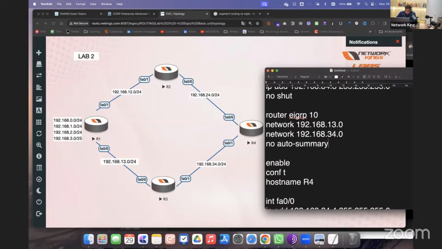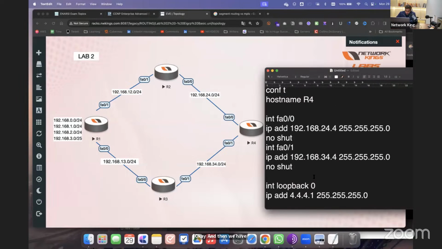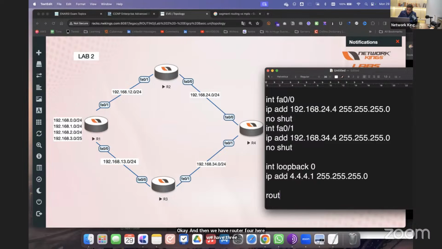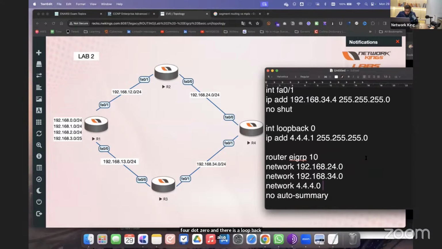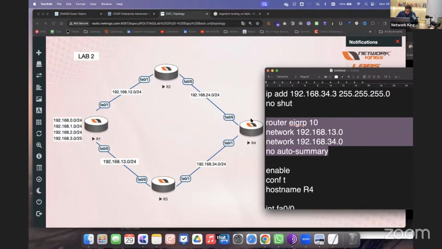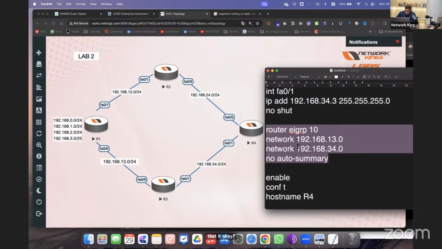Okay. And then we have router 4. Here we have three networks. Router EIGRP 10, network 192.168.24.0, network 192.168.34.0, no auto-summary. Okay, and there is a loopback also, 4.4.4.4. So network 4.4.4.0. That's it. So this is router 3.